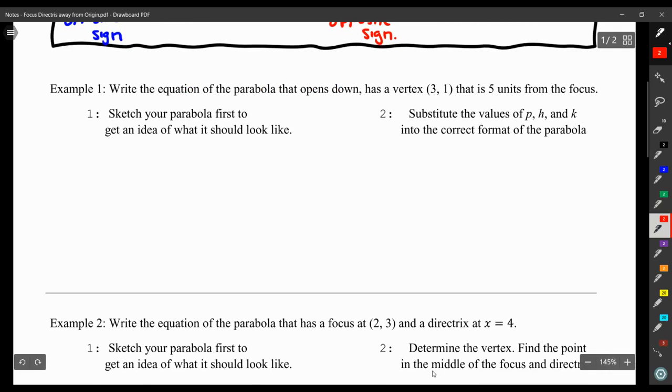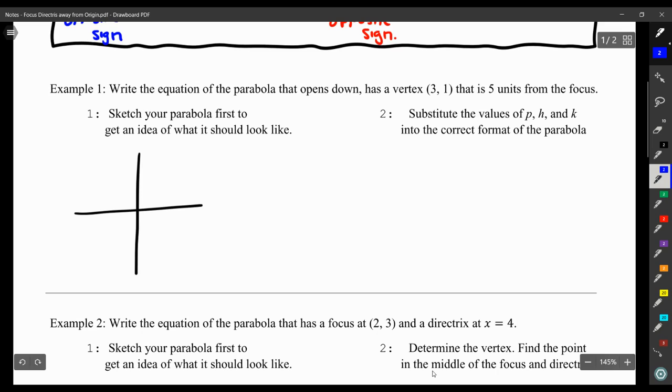So for example 1, it says, write the equation of the parabola that opens down, has a vertex at (3, 1), that is 5 units from the focus. So the biggest thing with these is make a sketch. If you can draw the picture, it's going to be easy to find all of your values.